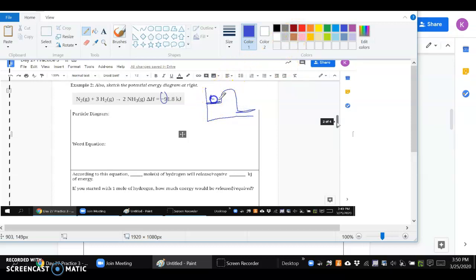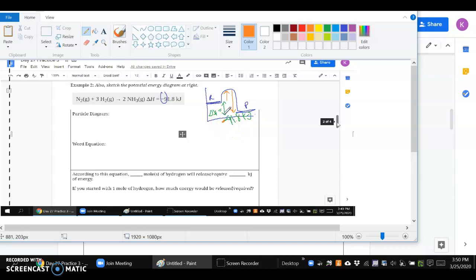Remember, my reactants are here, my products are here. This amount from here to here is the delta H, and it's going to be negative 91.8 kilojoules, because I only put in this much energy and I got this much out. So I got more out, which is what makes this negative.